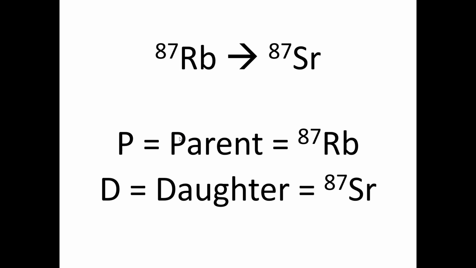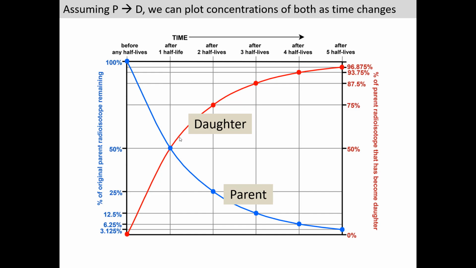Now for rubidium-strontium, rubidium-87 is the radioactive parent. It decays to radiogenic strontium-87 by beta decay. So that when I talk about P and I talk about D, I'm talking about rubidium-87, and the daughter is strontium-87. Just a quick review of what this looks like on a time graph here.